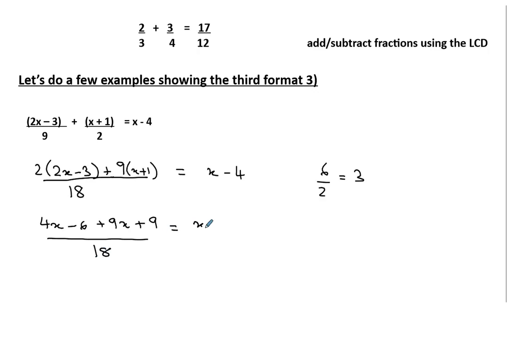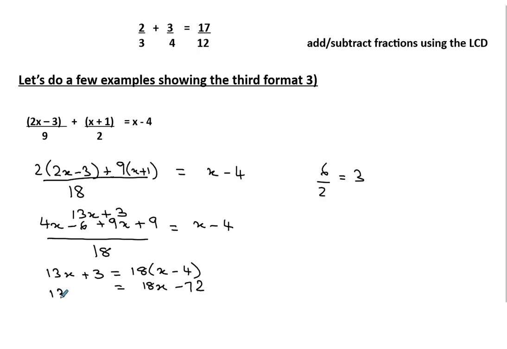4x minus 6 plus 9x plus 9 over 18 equals x minus 4. I'm just going to collect like terms here. So I've got 13x, and then minus 6 plus 9 is plus 3. So I've got 13x plus 3 equals 18 times (x minus 4), which is 18x minus, when I multiply by 4, I just double the number and double it again. So double 18 is 36, double 36 is 72.